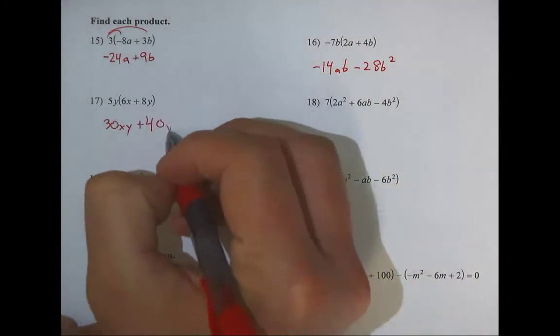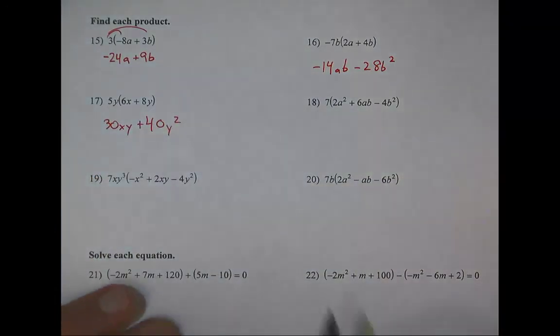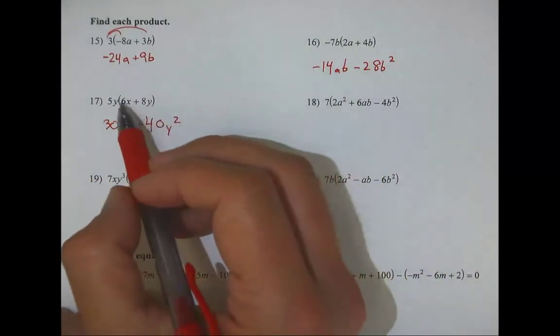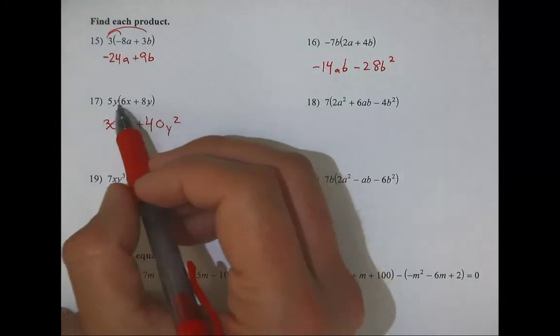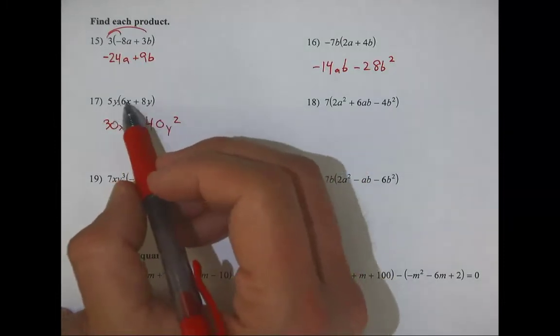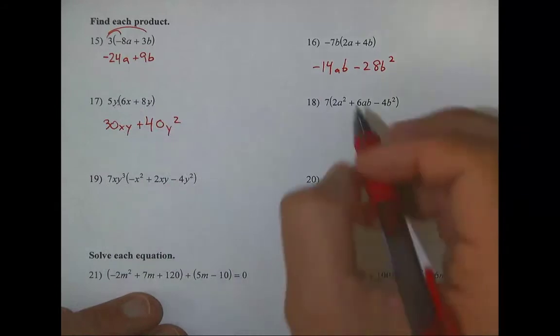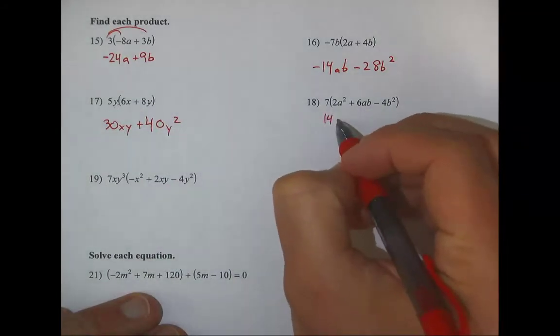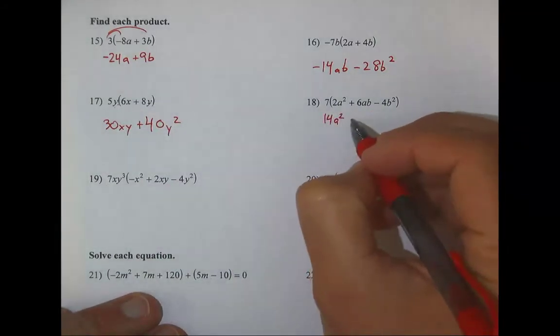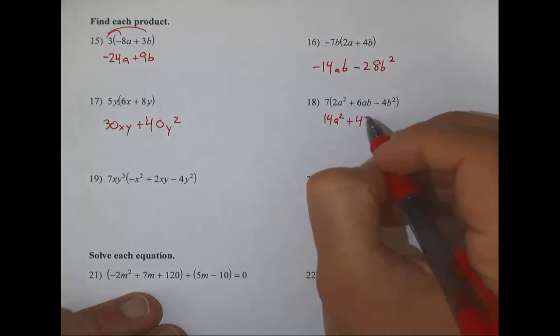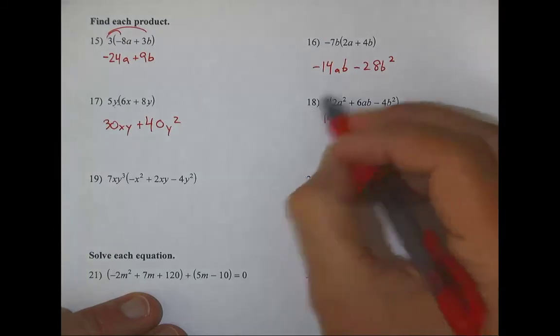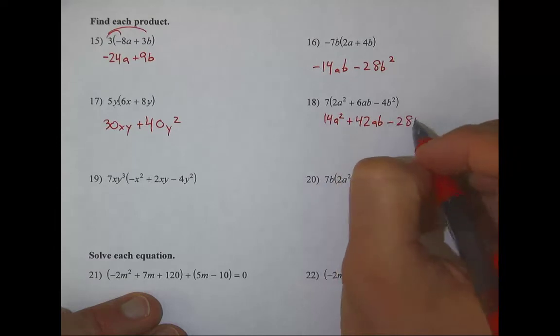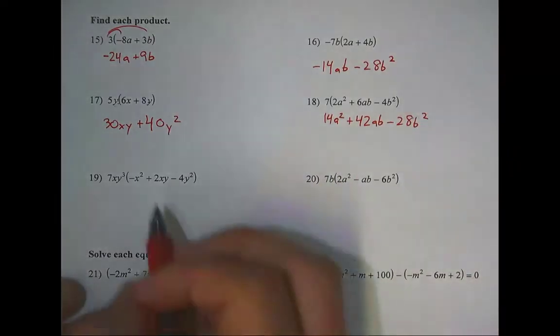40y squared. So the only time those exponents are going to change is when you're multiplying a y times a y or an x times an x. The variable times itself. If it's different variables, they just combine. So here, 14a squared, the a squared just follows along. 42ab just follows along. Negative 28b squared just follows along.